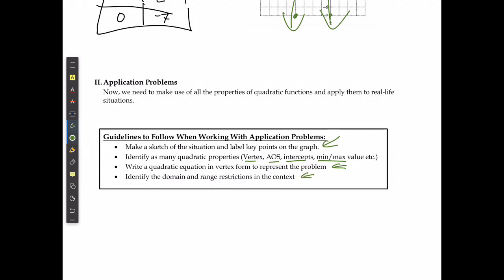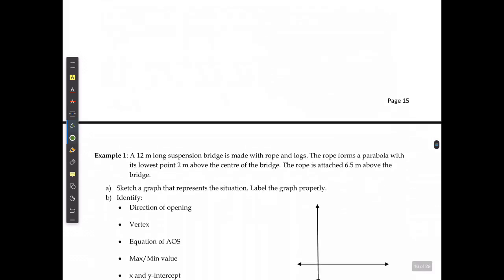And here's a really important one, I'm going to identify the domain and range restrictions in context to the problem, which means that it might not be x ∈ R or y ∈ R, maybe it only works in whole numbers, maybe they can't be negative, whatever it is that fits the limitations of my problem. So here's where the domain and range are not as simple as they were before. So let's take a look at the first problem.